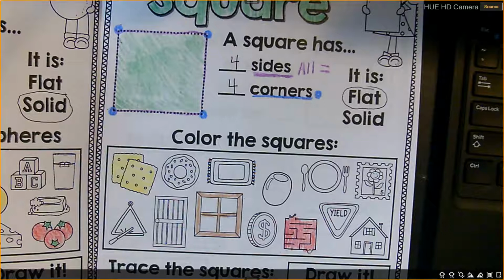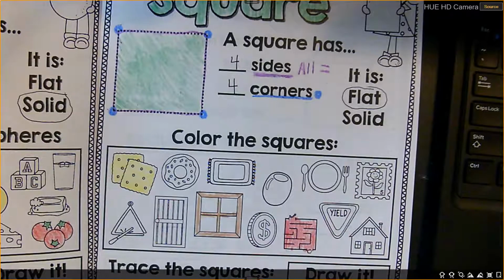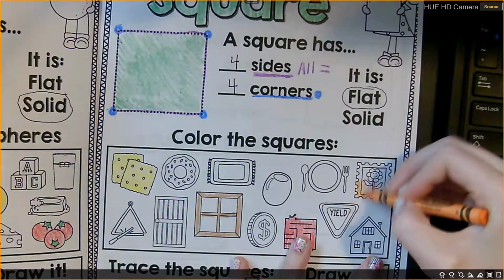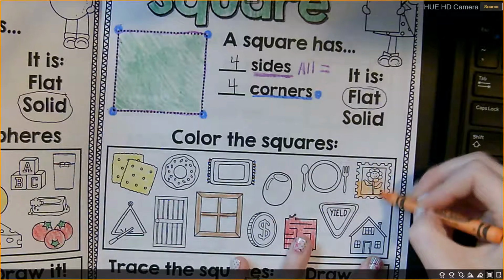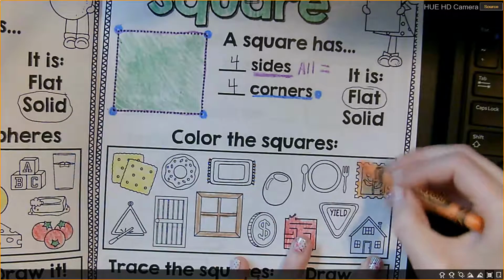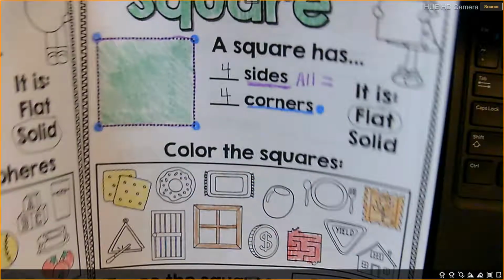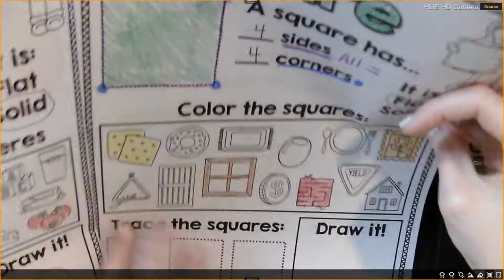Do you see any more squares? Is this a square? Yes, we can color the stamp. It is a square. Great, nice job finding all the squares. Now we're going to come down here and we're going to trace our square.